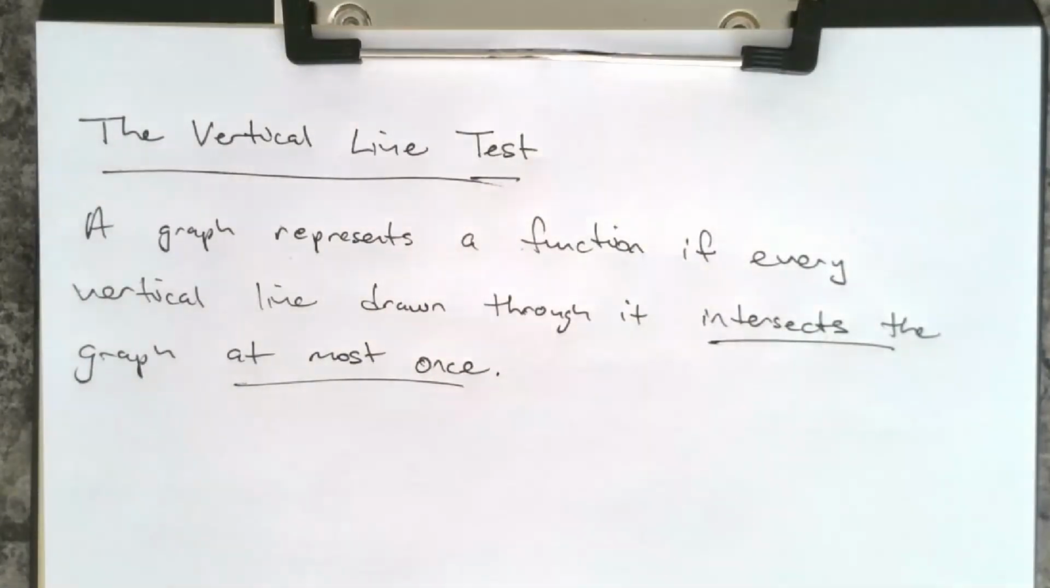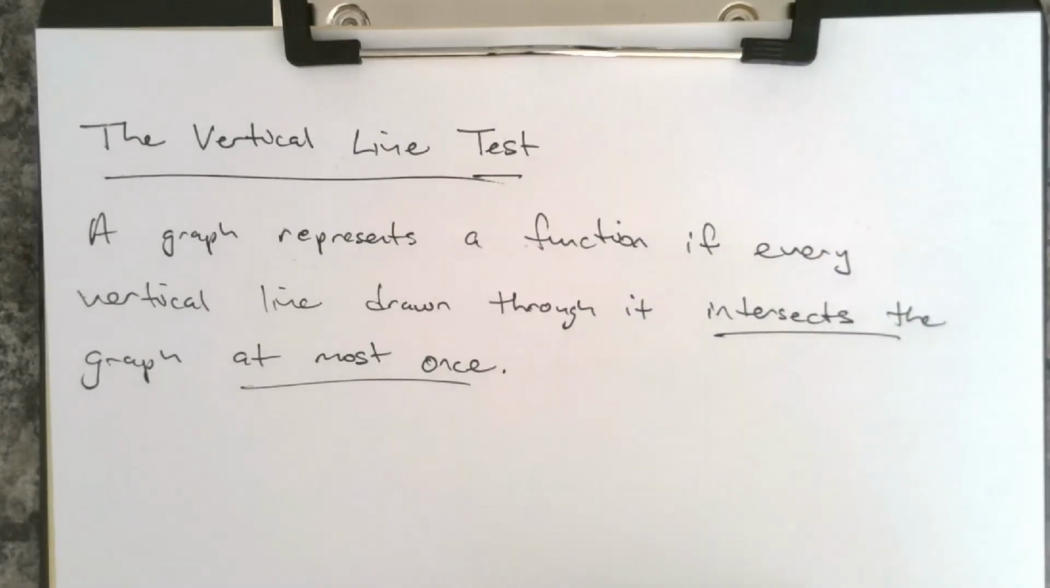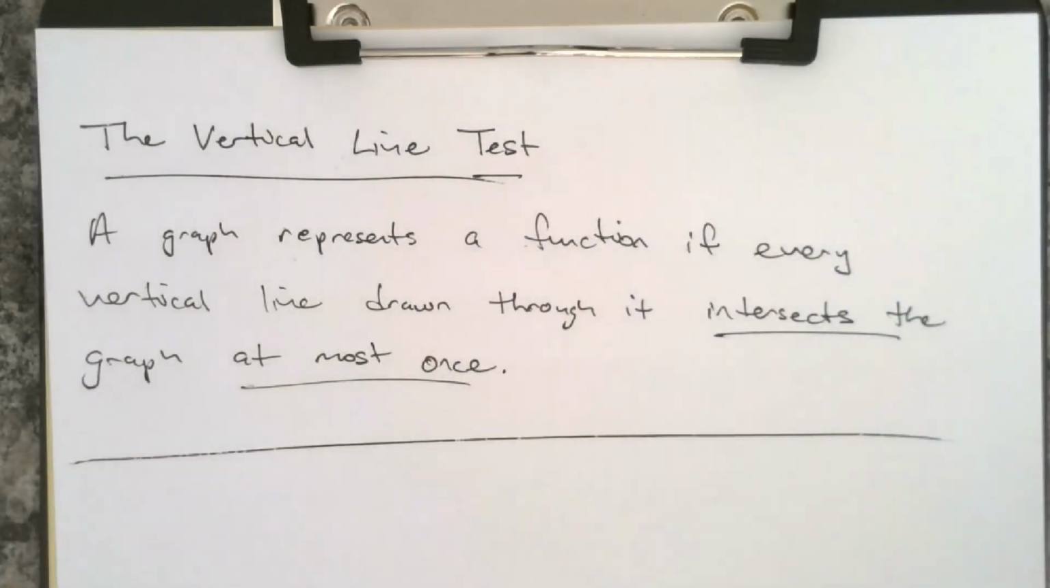So vertical lines, make sure you know what I mean. Vertical lines are lines that are straight up and down. For every line that you draw straight up and down through the graph, it can only hit the graph one time. If that's true, then it is a function. If it hits more than once, then it is not a function. So let's take a look at an example here.